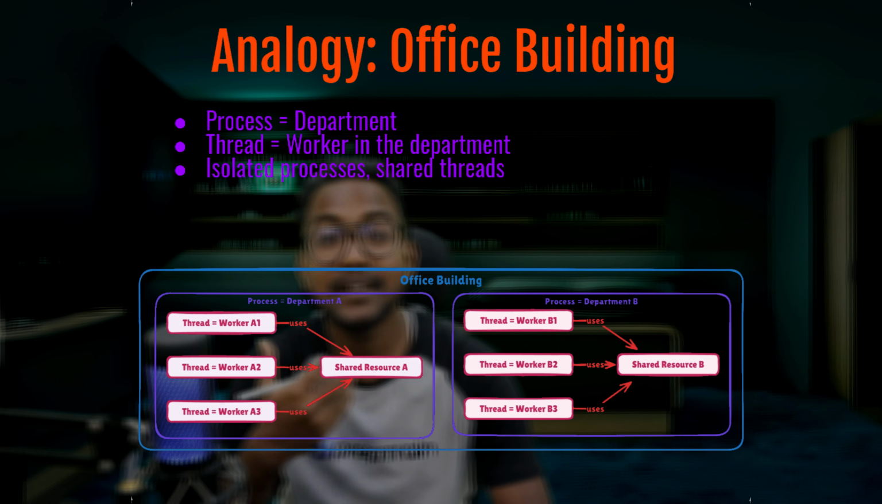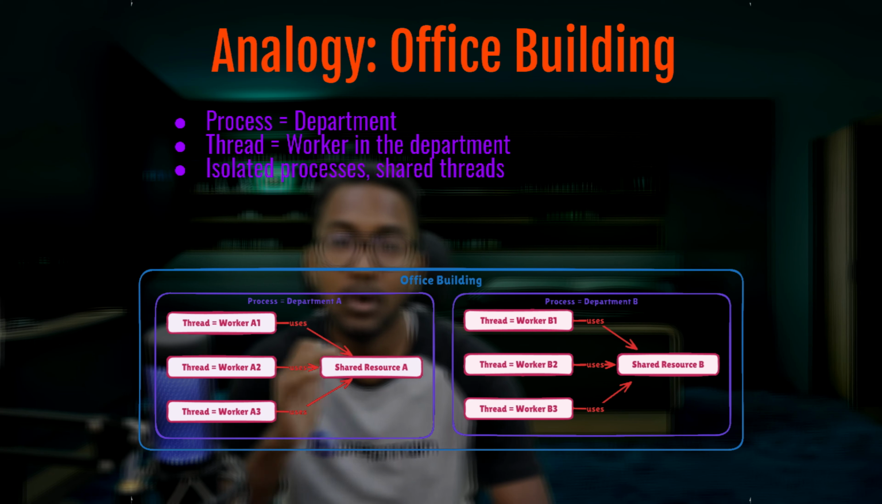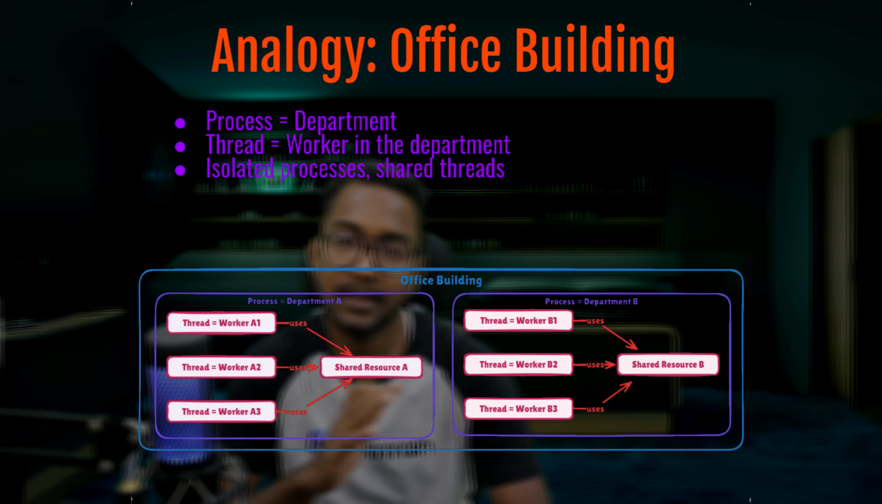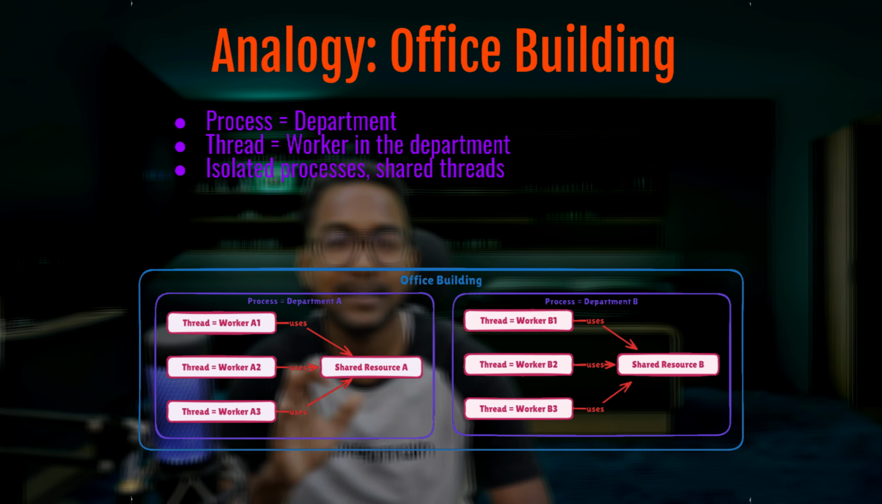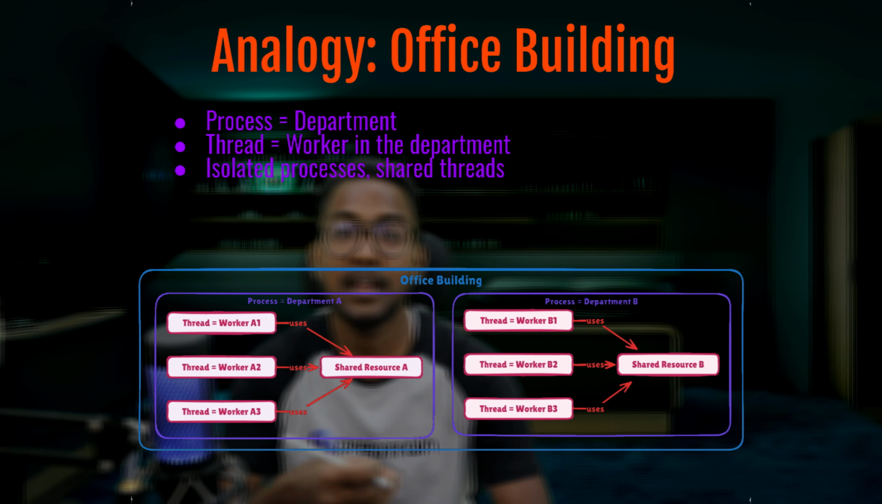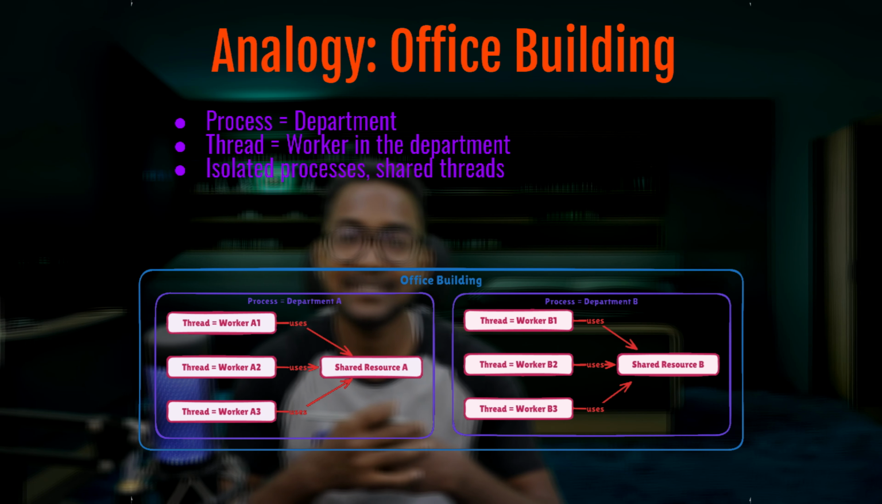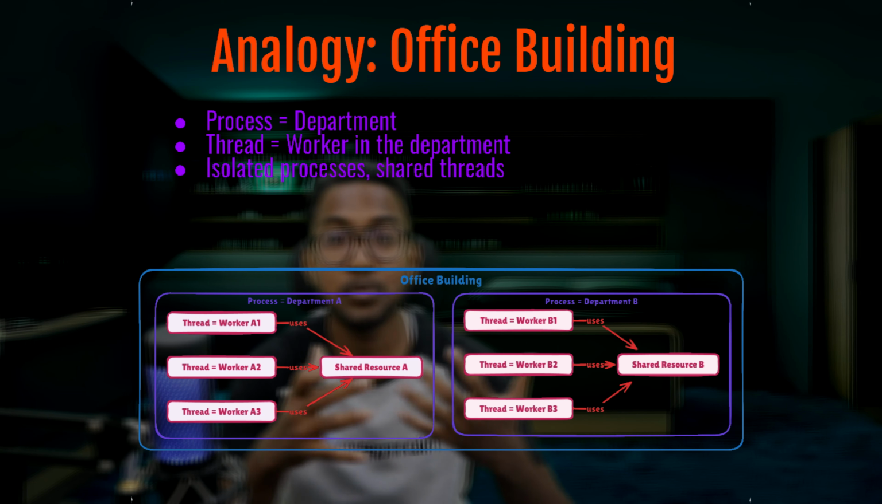Here is where it gets interesting. If the whole department or process basically gets shut down, all the workers or threads stop as well. But if just one worker messes up, the rest can still keep working. This is why threads are faster and more efficient for certain tasks, but they also depend on the process that they belong to. This example helps us to understand and highlight two key points.